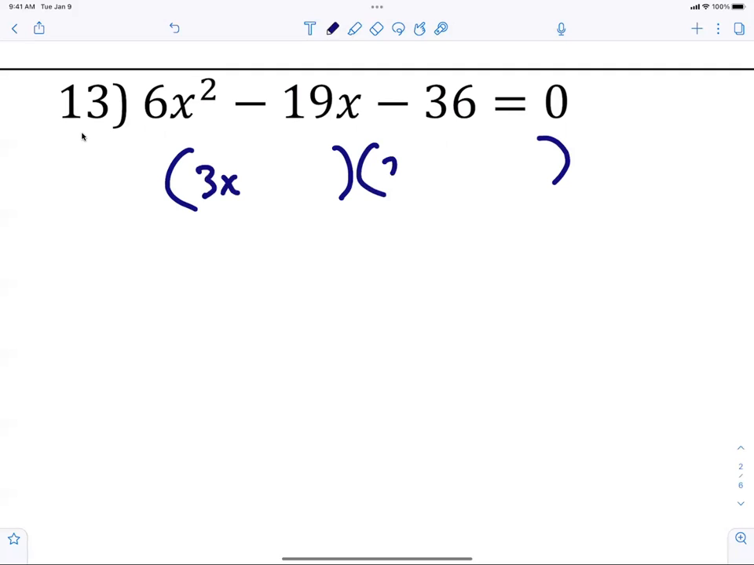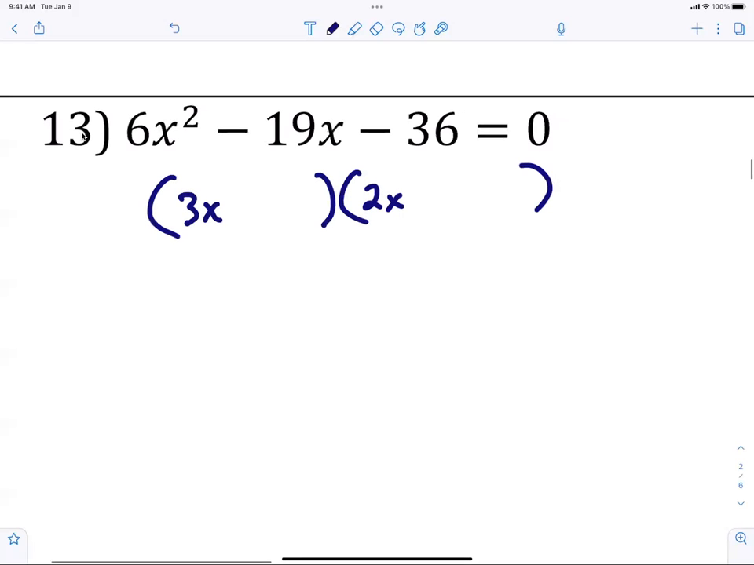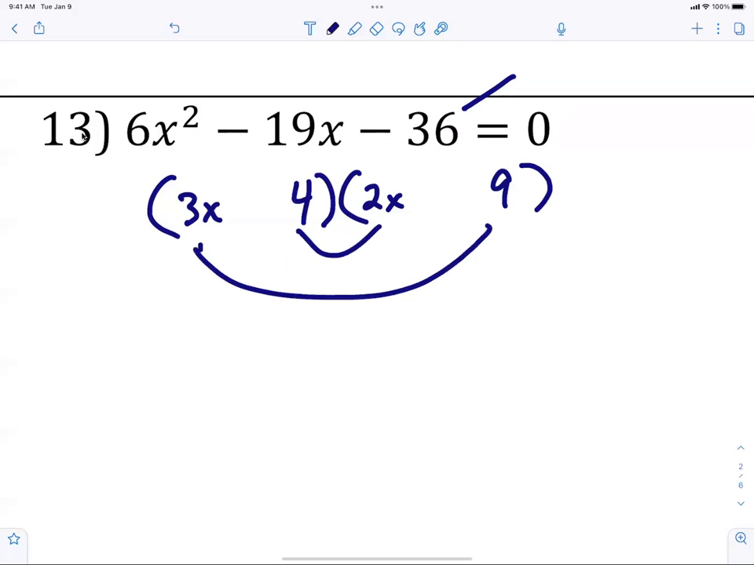3x and 2x. Now, can I choose 6 and 6? No, there's nowhere for the 6 to go. It has a common factor everywhere. So I don't like 6 and 6. So then the next one would be 9 and 4. Now, where does the 9 have to go? On the right. Where does the 4 have to go? On the left. Let's see if that works. What's 3 times 9? 4 times 2.